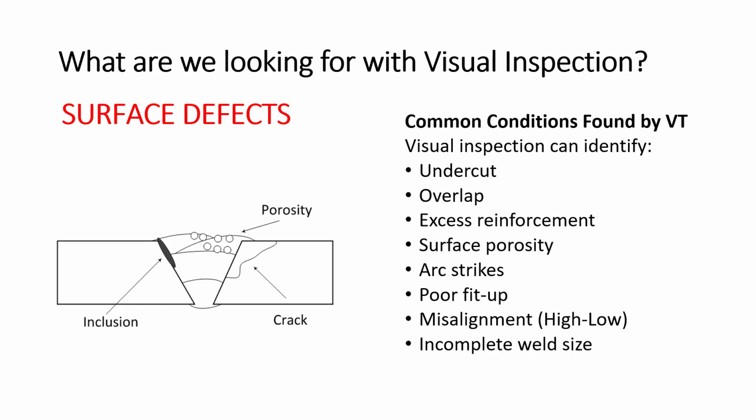So what are we looking for with visual inspection? Well, the things we can find have to be open to the surface: undercut, overlap, excessive reinforcement, surface porosity, arc strikes, poor fit up. These are the kinds of things that we can find. Incomplete weld sizes.